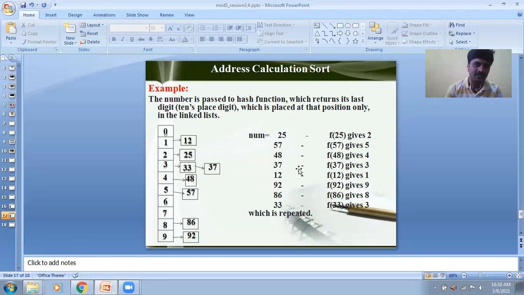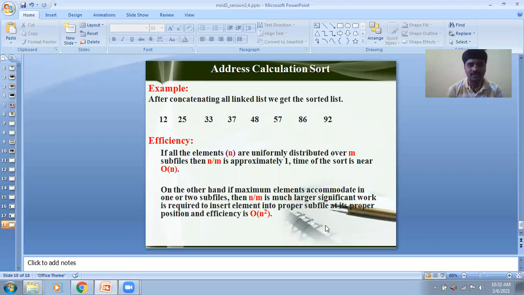Here we have 25. f of 25 gives key 2. At the same time, 57 gives 5. At the same time, here the key 3 has 33 and 37 addresses. So it gives f of 33 and f of 37 the same key, which is repeated. Now after concatenating all the linked lists, we get the sorted list. So that is how we got the entire sorted list.